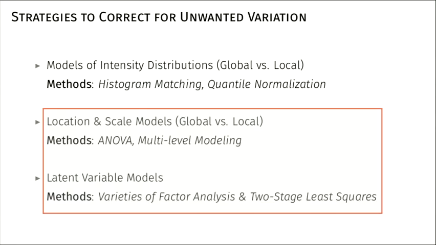Location scale models, like using ANOVA or multi-level models, belong to this category. And latent variable models are various kinds of PCA or factor analysis combined with regression type methods.